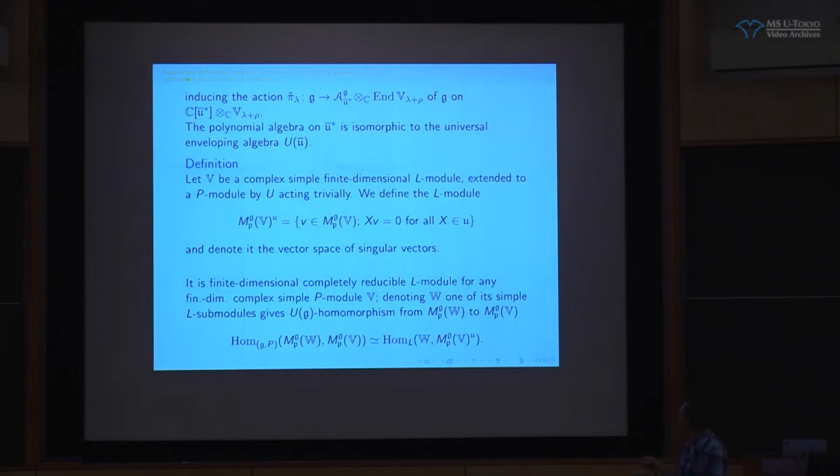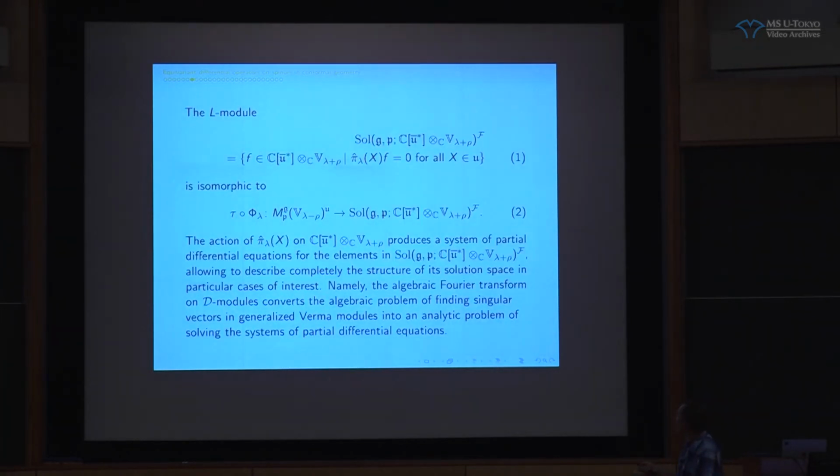By Frobenius reciprocity, basically we get that Hom over L of a given P module, when restricted, that's L module, into the space appearing in the previous definition, is in bijection with the space of Hom for (g,P) homomorphisms for the two generalized Verma modules, the first induced from W and the second induced from the P module V. Okay, so now the key object is the space, which is okay.